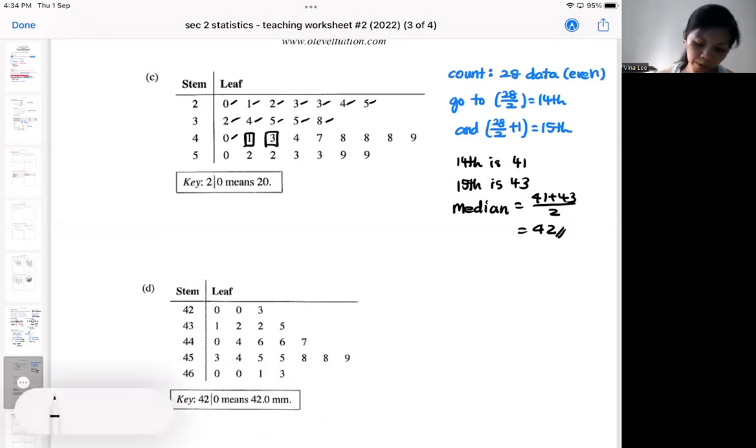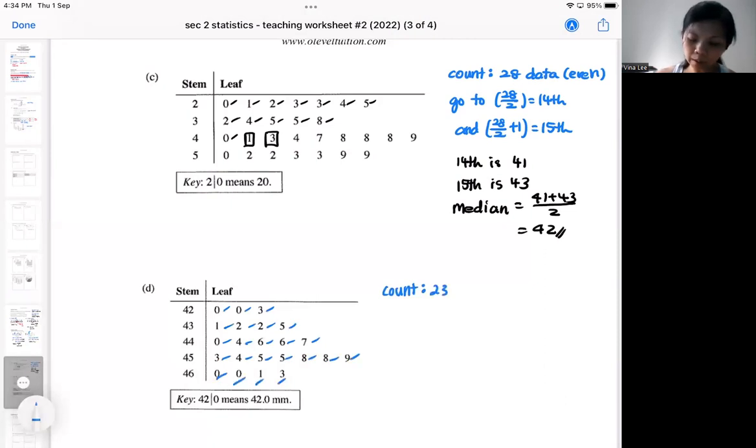So in the next part, you're also going to count. So don't forget, if you are in a stem and leaf diagram, you count the leaf. 4, 5, 6, 7, 8, 9, 10, 11, 12, 13, 14, 15, 16, 17, 18, 19, 20, 21, 22, 23. So there are 23 data, which is the odd data. So odd data is easier. You just go to the middle person, which is 23 plus 1, then you divide by 2. So you go to the 12th person, the 12th data.